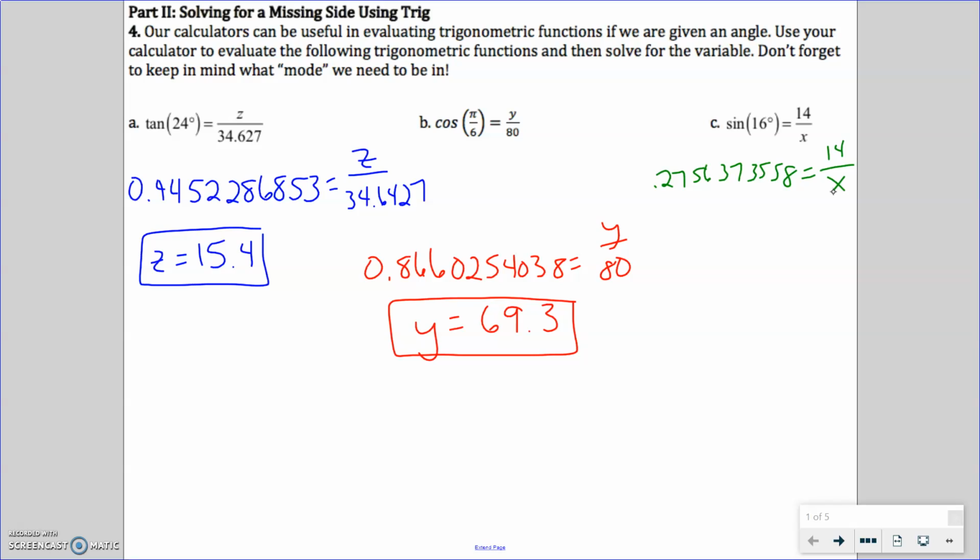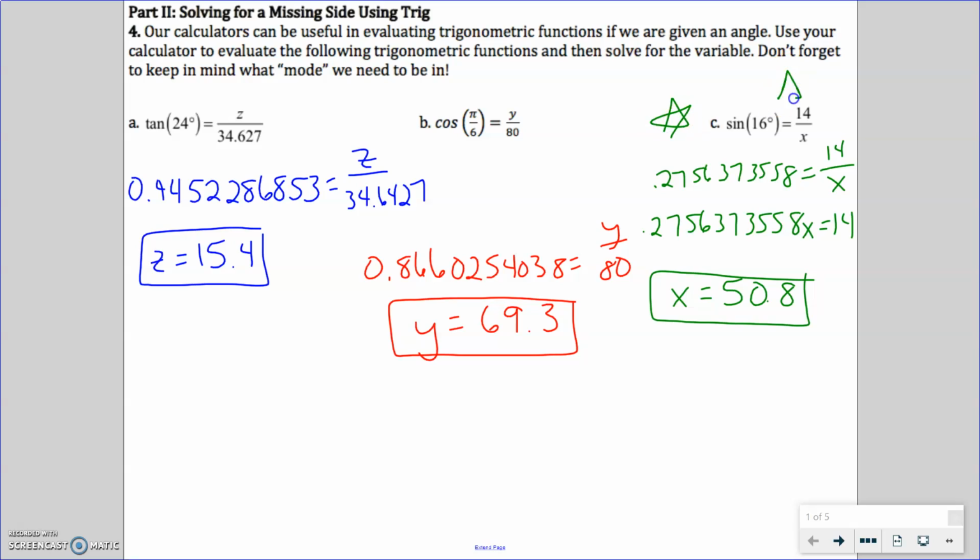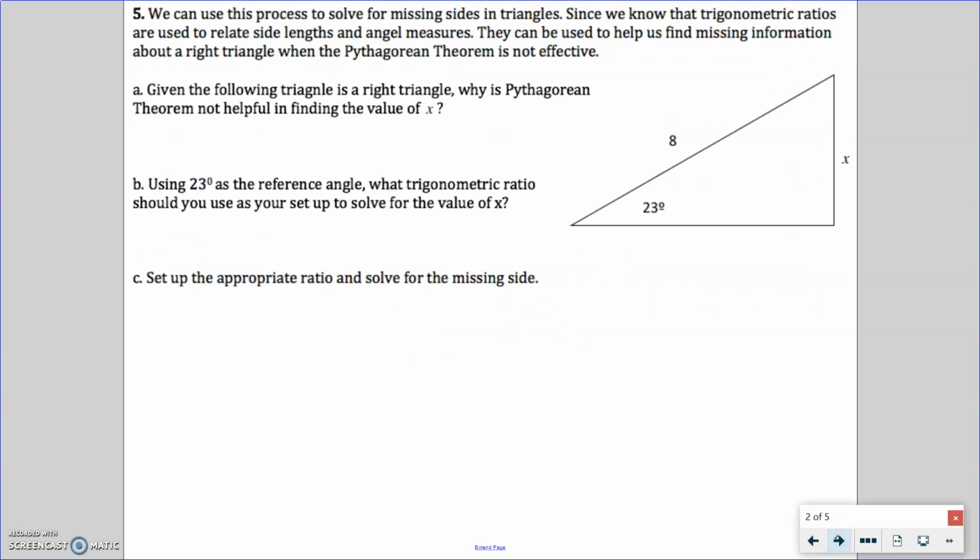Essentially what you have to imagine is you're multiplying both sides by x. So you're taking this big long decimal, multiplying it by x, and having it equal to 14. Then what you would do is divide both sides by the decimal, okay? So x is equal to 14 divided by that big long decimal. And then if I round, I would get that x is equal to 50.8. In this one, just be careful, because when the variable is in the denominator, it tends to screw us up, that's all.